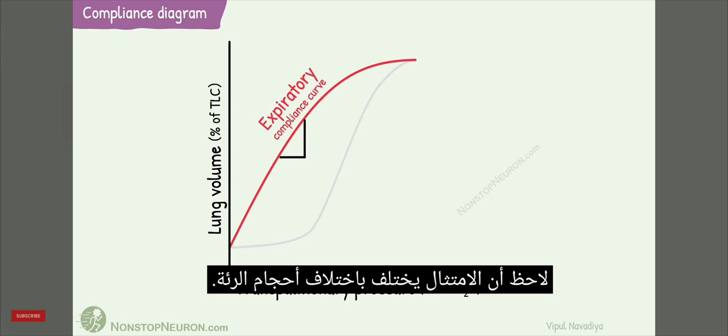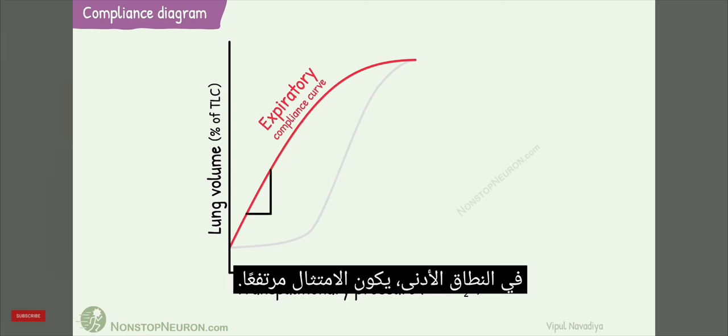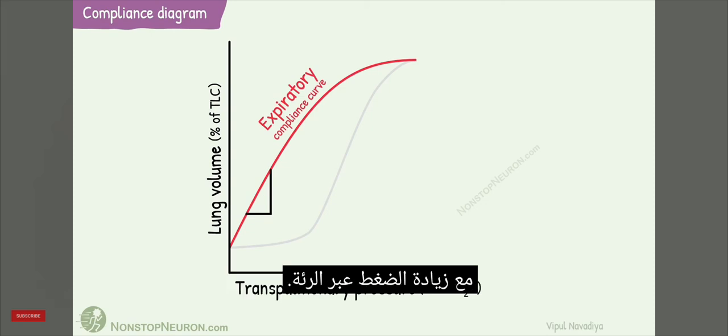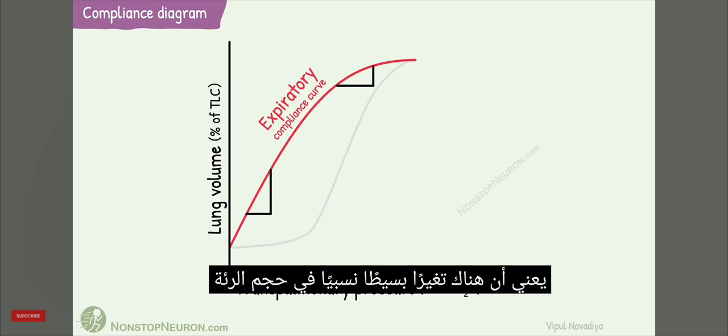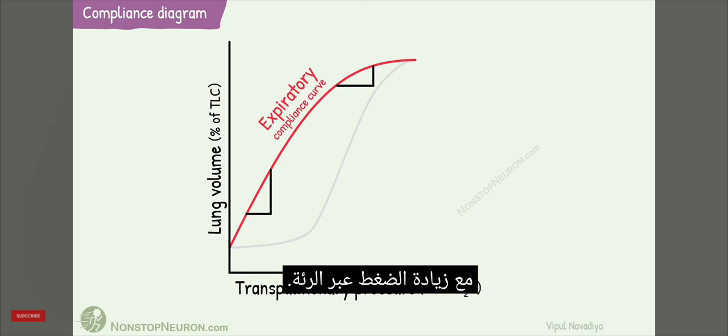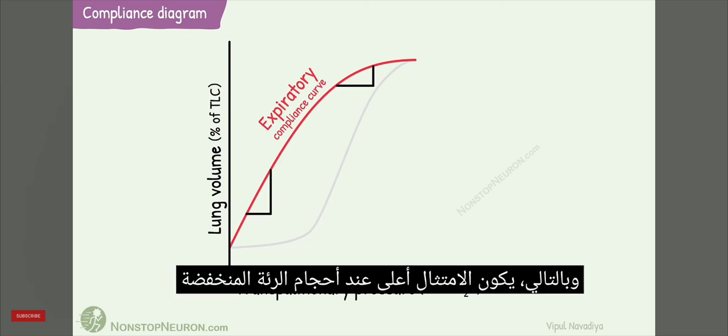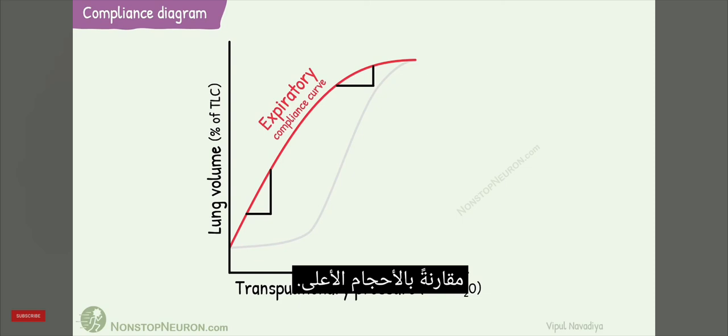Note that the compliance is different at different lung volumes. At lower range, the compliance is high. Means there is rapid increase in lung volume with increasing transpulmonary pressure. At higher ranges, the compliance is less. Means there is relatively small change in lung volume with increasing transpulmonary pressure. Thus, the compliance is higher at lower lung volumes as compared to higher volumes.